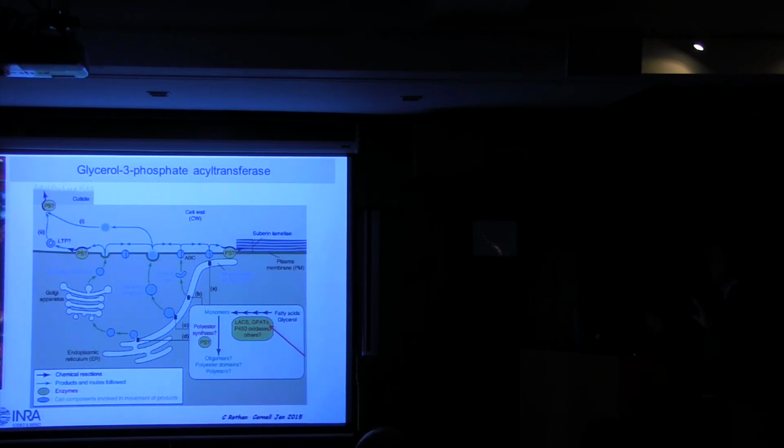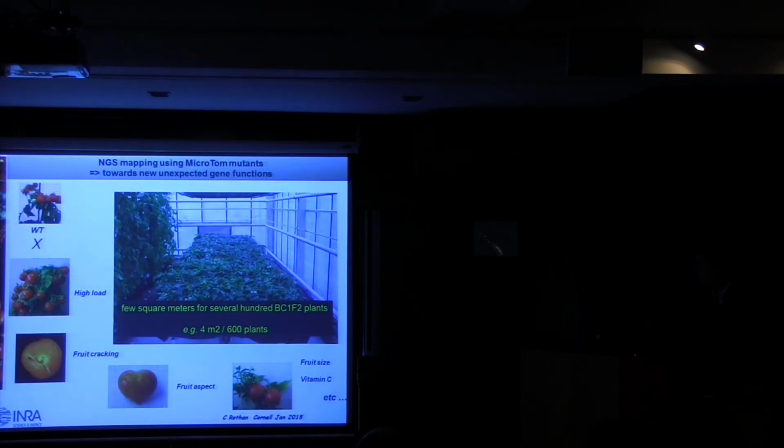So these are just two snapshots of current work that we are doing on these mutants, something that is far from being finished, but I think it demonstrates how we can identify genes we wouldn't have thought of before, or new alleles for known genes that might have strong importance for applied aspects in crop breeding, tomato crop breeding.